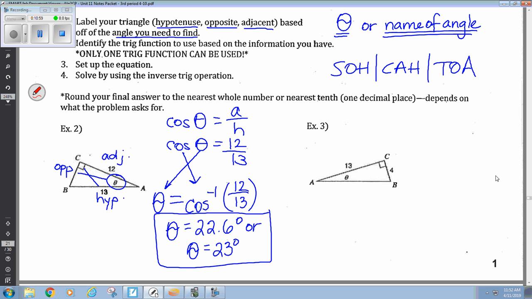First step is to label your triangle. There's your theta. Across from theta is your opposite. Across from your right angle is your hypotenuse. So 13 would be your adjacent. Opposite and adjacent line up with the tangent function. So step 1 taken care of, step 2 taken care of. Step 3, set it up. Tan theta equals 4 over 13.